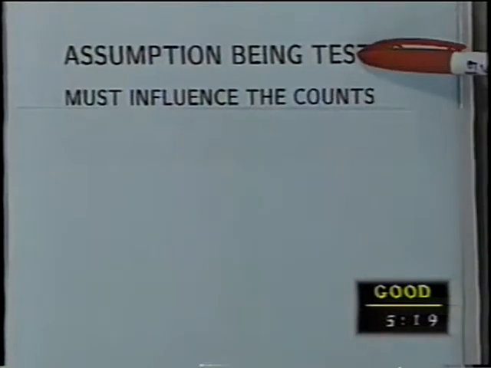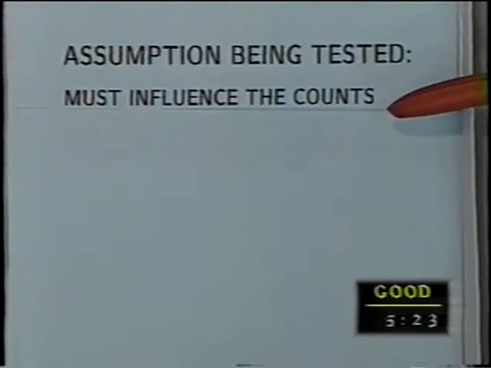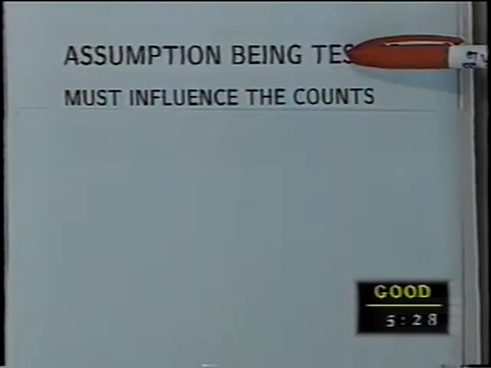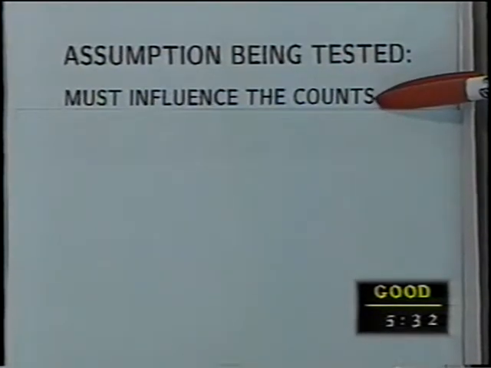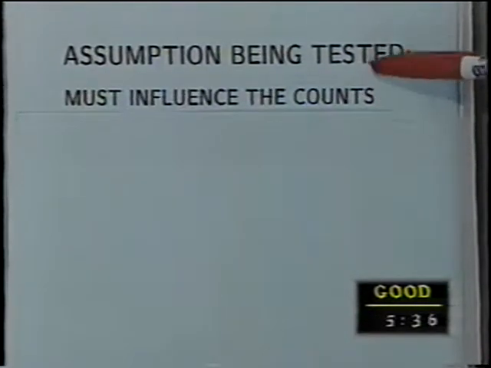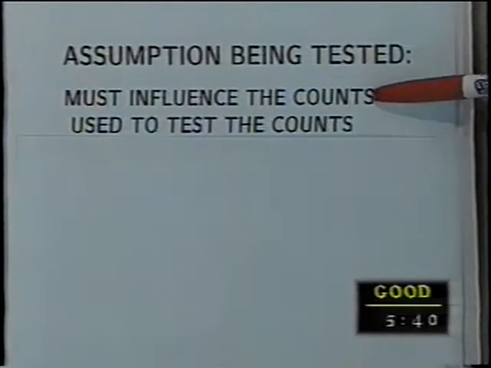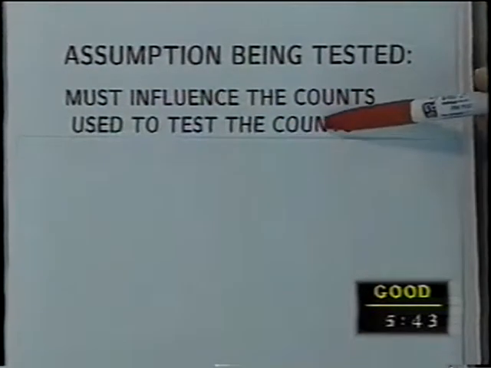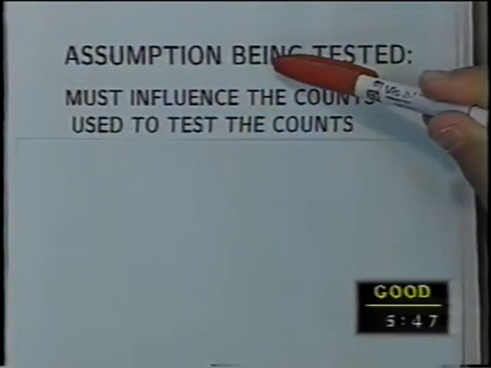The assumption, in order to be tested, must influence the counts. Well, why on earth are we doing this experiment if not to test the assumption? If we're going to test the assumption, then the assumption better have something to do with those counts. Or it would be silly to do an experiment doing counting when it has nothing at all to do with the assumption. So the assumption had better have something to do with the counts. In fact, the counts are going to be used to test the assumption.